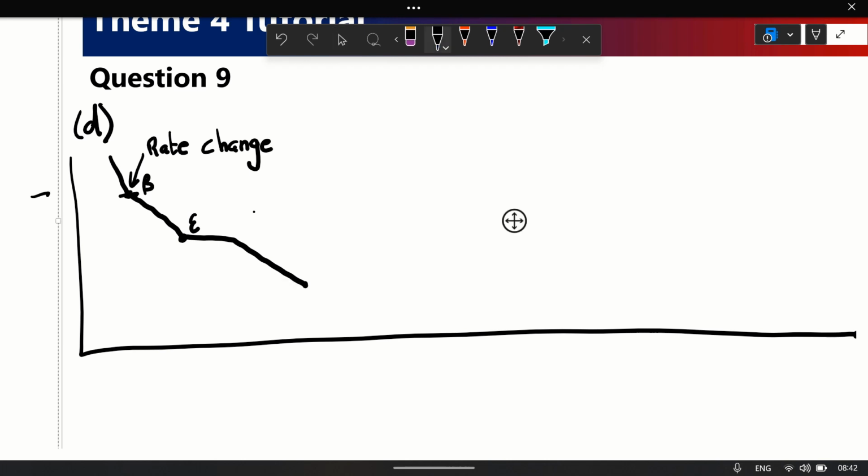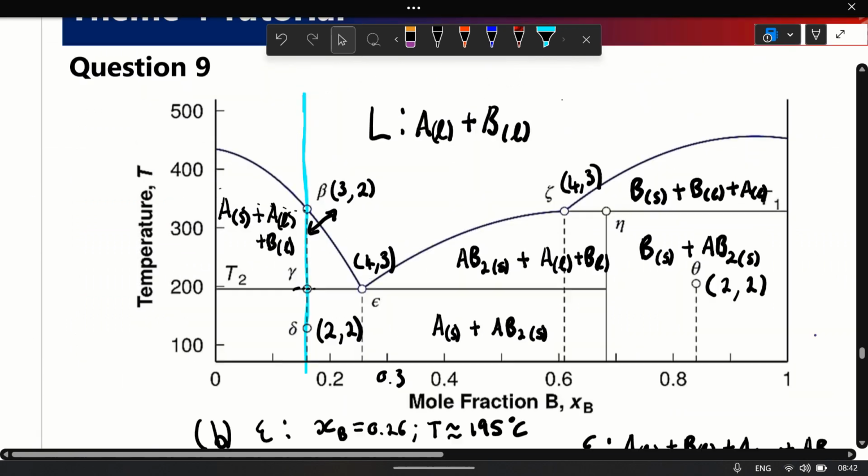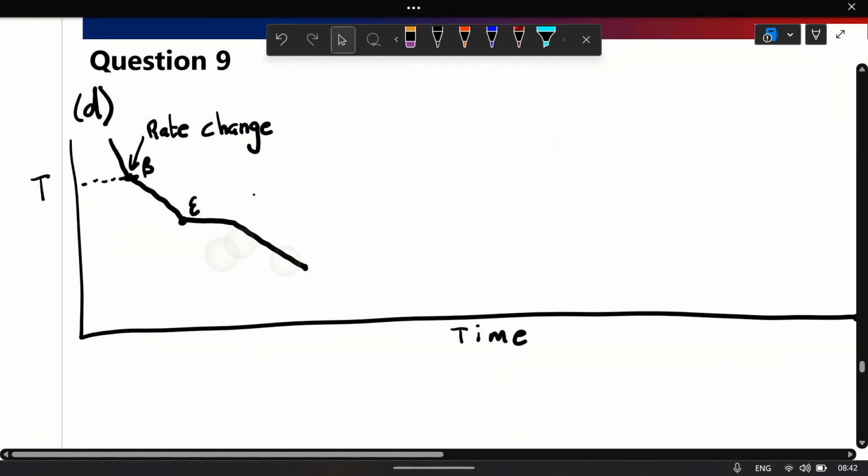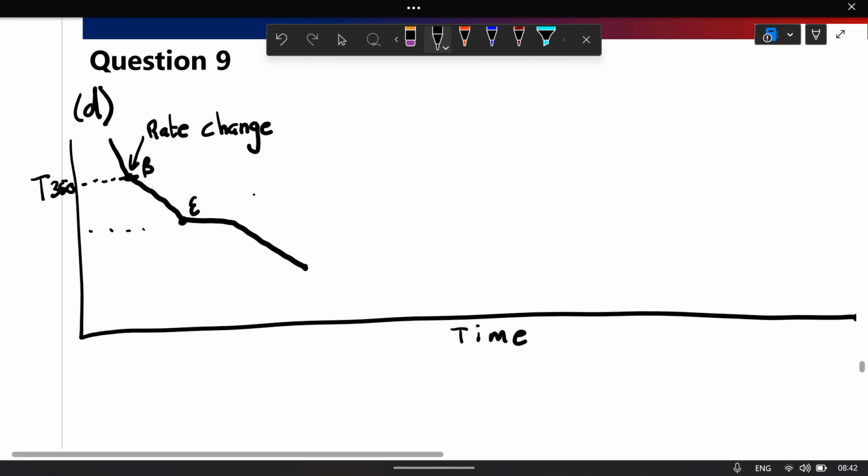If you want, this is of course temperature versus time. You don't have to be too specific. You can indicate where this happens. It's probably about 350 degrees Celsius, so that's 350, and the eutectic that we said was 195, so 195. Then you want to draw all of the eutectics at the same temperature.